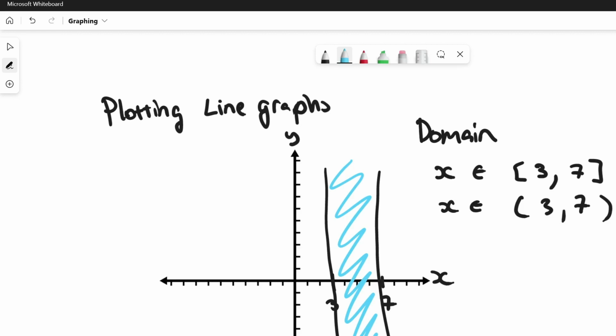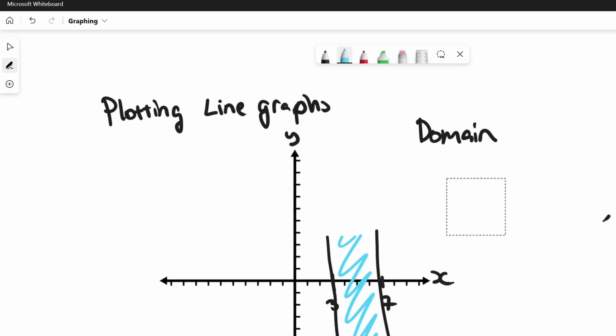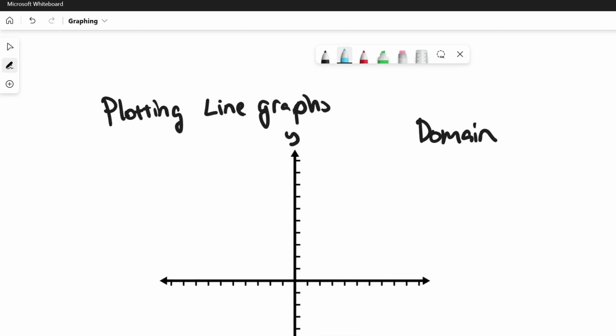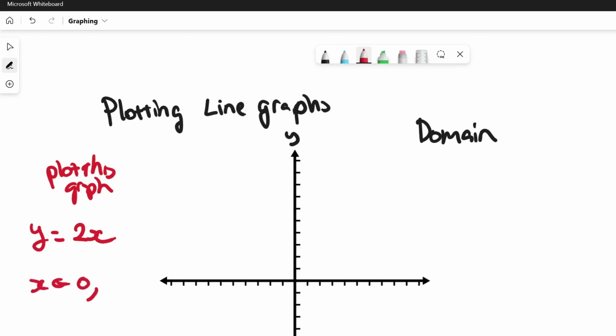Alright, let's rub this out. So let's try a question. For example, if the question said, plot this graph, y equals 2x, where x is between 0 and infinity. So first, let's graph the y equals 2x first without taking in context the domain.